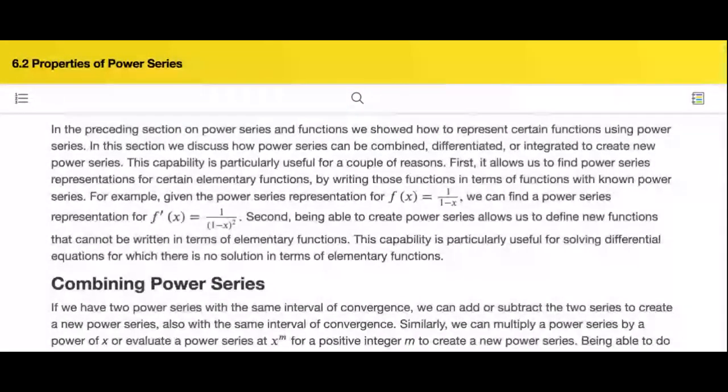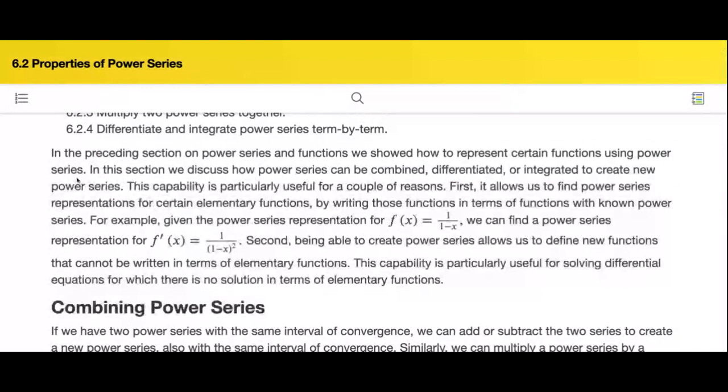So previously, let's read this paragraph. In the preceding section on power series and functions, we showed how to represent certain functions using power series, like a geometric series converges to a divided by 1 minus r, and then we recognize that can be a rational function. So in this section, we discuss how power series can be combined, differentiated, and integrated to create a new power series. This capacity is particularly useful for a couple of reasons.